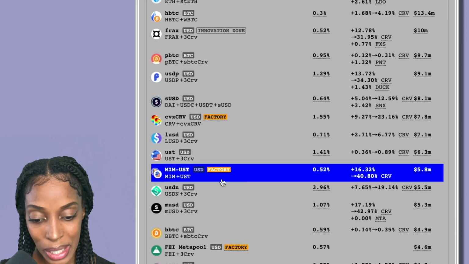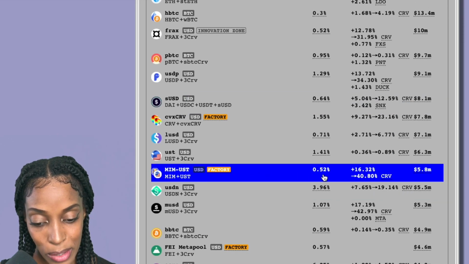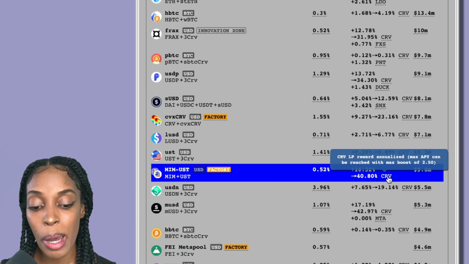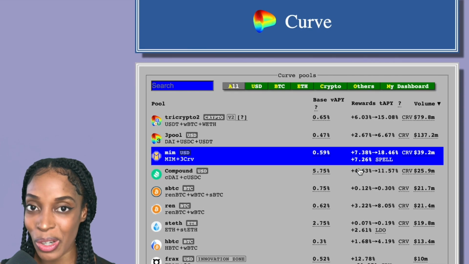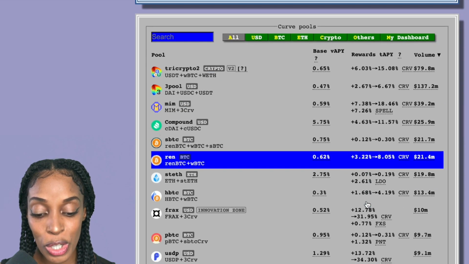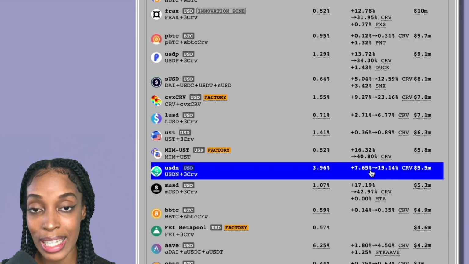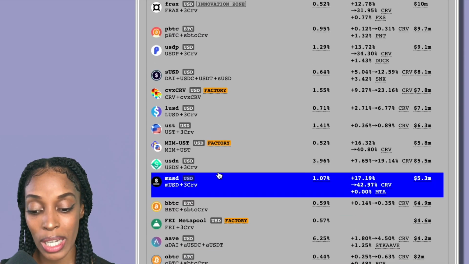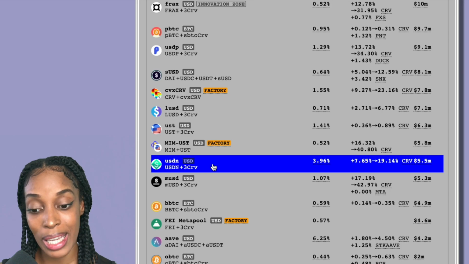But then in this particular one, you get 0.52% and then 16 to 40% in Curve tokens. So remember that these things change all the time. So don't just choose a pool because you see it has the largest yield that you can earn. You have to do some analysis and figure out, okay, what is the underlying protocol that I'm giving my yield to?